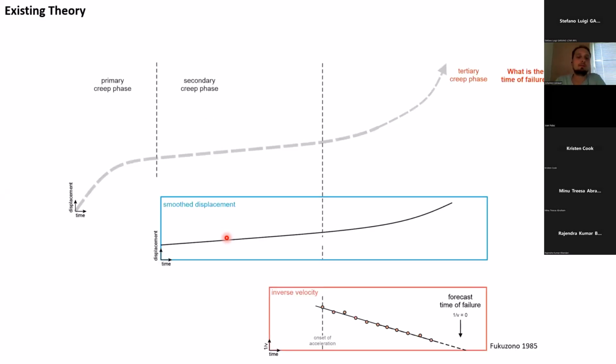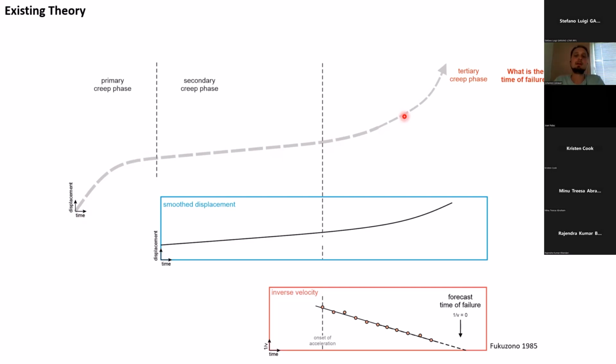And I want to dive into this a little bit more. In the existing theory, for most unstable mass movements, we can describe the displacement by a classical creep curve. So we have a primary creep phase, then a secondary creep phase where the velocity is more or less constant. And towards the failure, we have a tertiary creep phase, where the velocity is accelerating more and more.